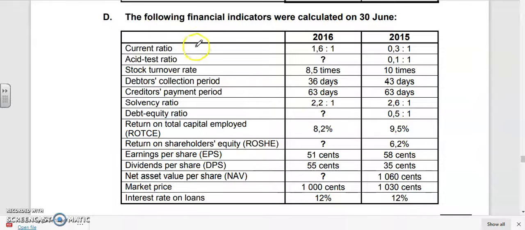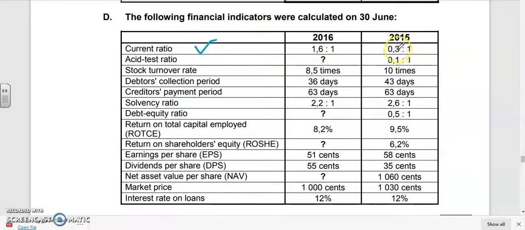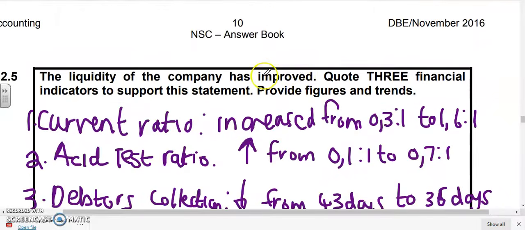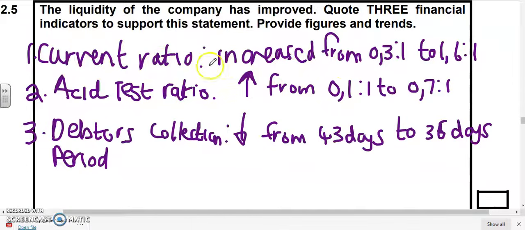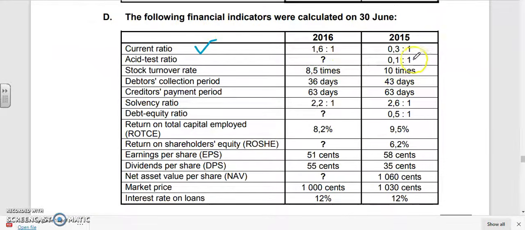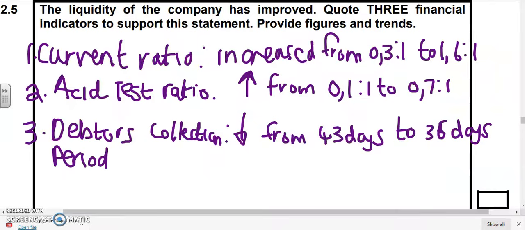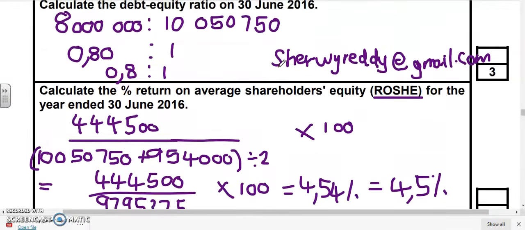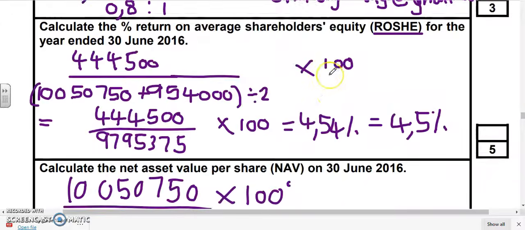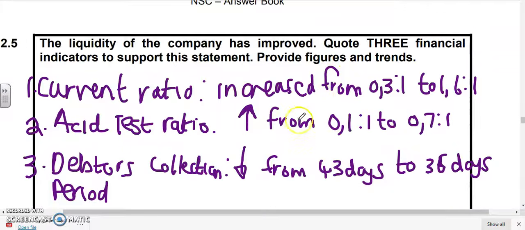So effectively, I will take my current ratio. Guys, last year was 0,3:1. It increased to 1.6. When the current ratio increases and it's not too high, it's good. So that shows that the liquidity position did improve. Current ratio increased from 0,3:1 to 1.6:1. Then I look at my asset test ratio. My asset test was 0,1:1, and I did my calculation earlier: asset test 0,7:1. So again, there was an improvement, 0,1:1 to 0,7:1.